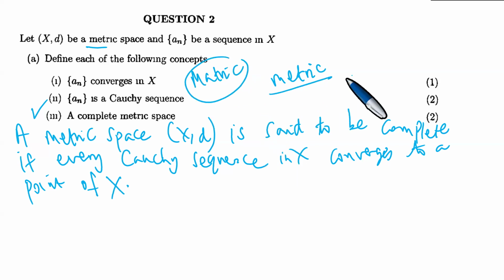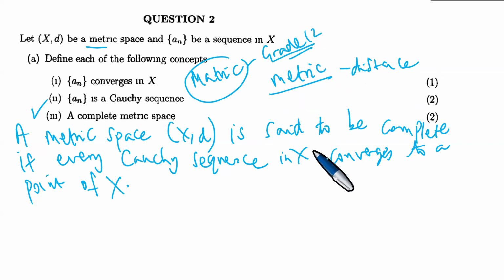Because now this metric means distance. And this matric with the A means grade 12, at least in the South African context. So we need to solve problems here and go through the axioms of a metric, etc. The triangle inequality, non-negativity, and so on. And we need to make sure that we can prove the symmetry and other conditions that are necessary to show that a given function is a distance function and therefore a metric.